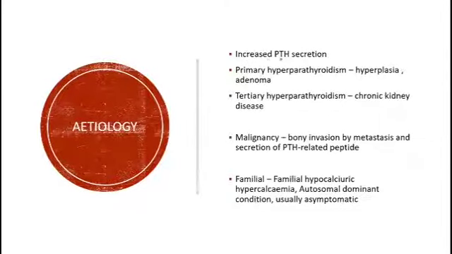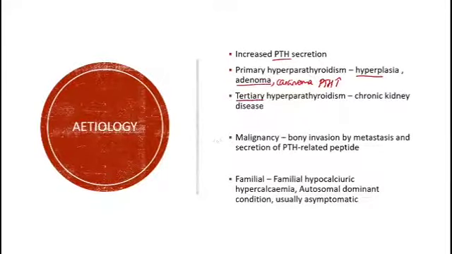So primary means when there is increased PTH levels in the blood. This can happen due to primary hyperparathyroidism as seen in hyperplasia of the gland, or more commonly adenoma of the parathyroid. It can also happen due to a carcinoma which is secreting PTH. Okay. Tertiary hyperparathyroidism happens in chronic kidney disease.